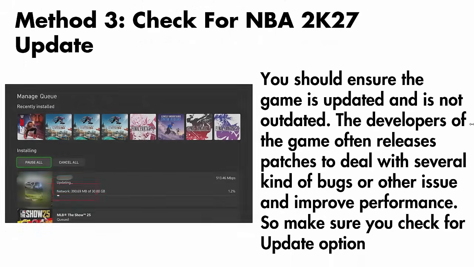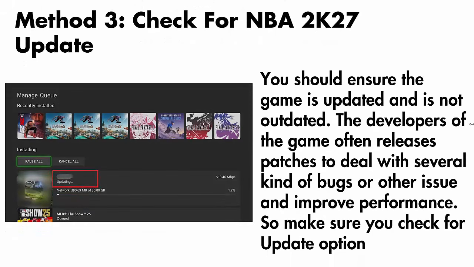Next is to check for NBA 2K27 update. You should ensure the game is updated and is not outdated. The developers of the game often release patches to deal with several kinds of bugs or other issues and improve performance. So make sure you check for update option, and after updating the game, launch it and check.